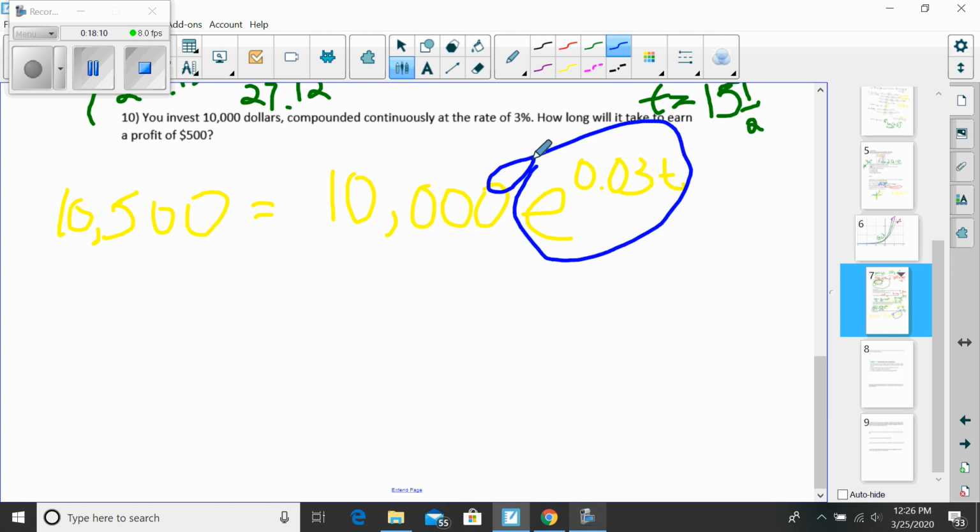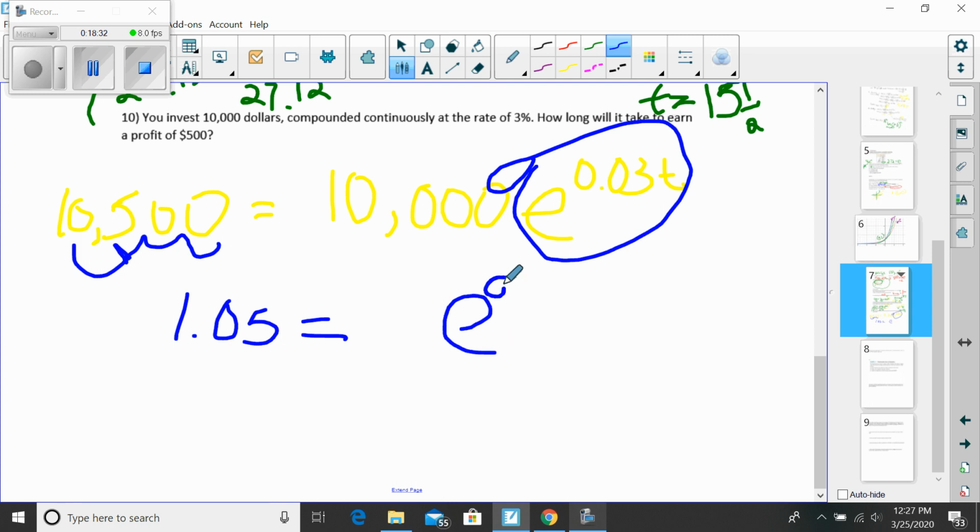Isolate that. So divide both sides by 10,000, which I should be able to do without my calculator because 1, 2, 3, 4 zeros. Come over here, 1, 2, 3, 4 zeros. Right, so I don't need a calculator to do something like that. Divide both sides by 10,000. Get to here. Right, now I can take the natural log of both sides. And computationally, this is very easy.